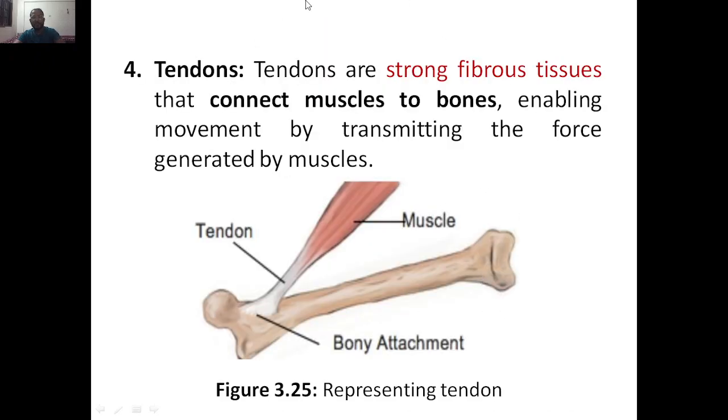Okay, so next we are having tendons. So tendons are nothing but strong fibrous tissues, again connective tissues. What it does is connect muscles to the bone. So this is a muscle and this is a bone, right? This is a bone, this is a muscle.